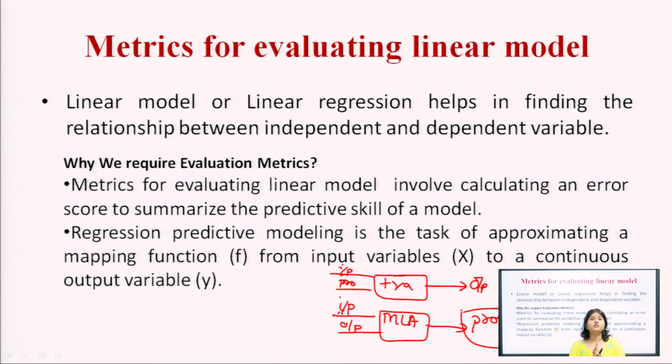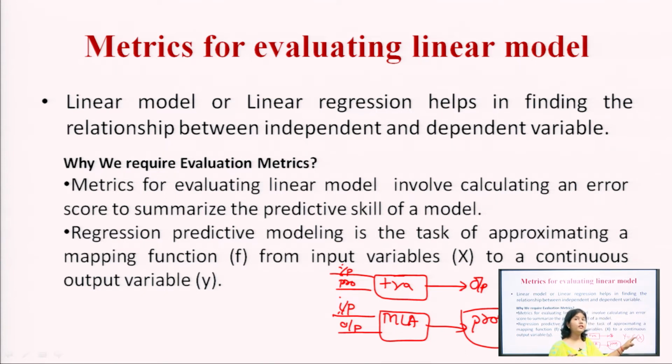So, metrics are used for evaluating a linear model, involving calculating an error score to summarize the predictive skill of a model. Regression predictive modeling is the task of approximating a mapping function f from input variable x to a continuous output variable y, okay. You can write it like this, right.